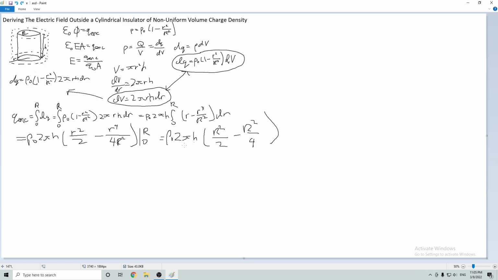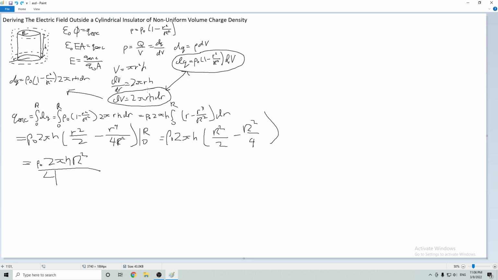So now we're left with this. I'm just going to pull out the big R squared here. So we're left with rho naught 2 pi h, big R squared times 1/2 minus 1/4, which is big R squared over 4. Okay, so now you have your Q enclosed is equal to rho naught 2 pi h big R squared over 4.